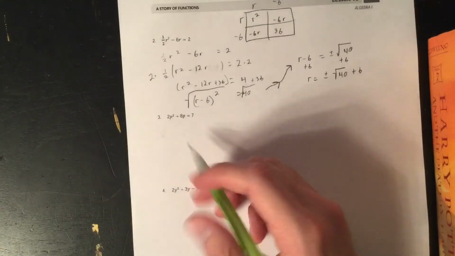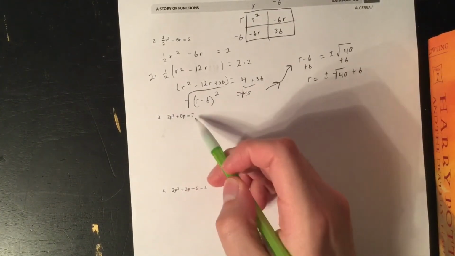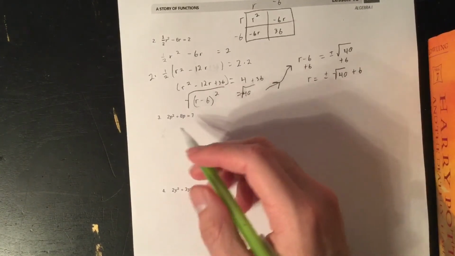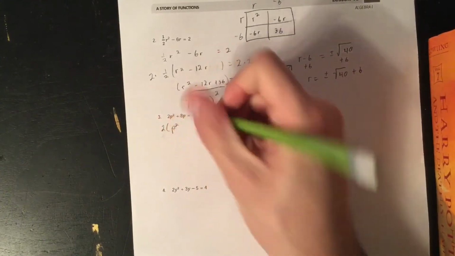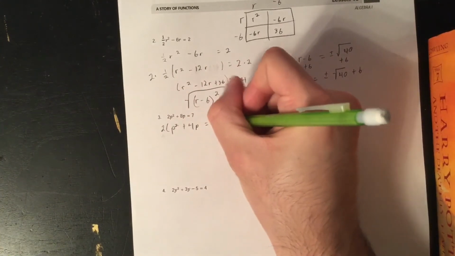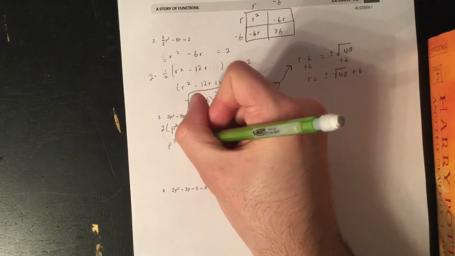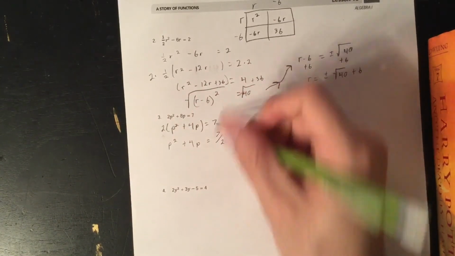Yeah. So the next one here, we're going to look at, so again, we already have our number off to the side. So the thing we really need to do is pull out this 2. So we have 2, that's going to be p squared, divide that by 2, plus 4p, and that's going to equal 7. So immediately, I just divide this over. So you get p squared plus 4p, that's going to equal 7 over 2.